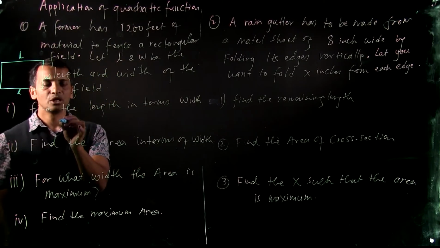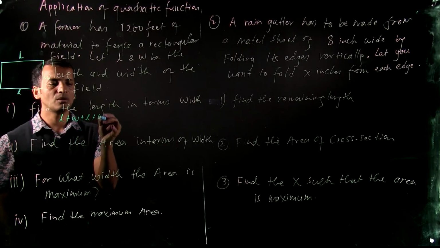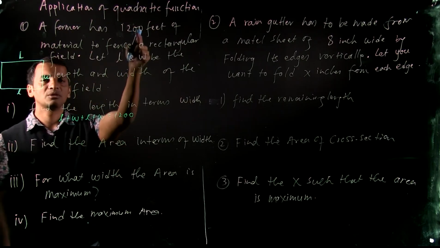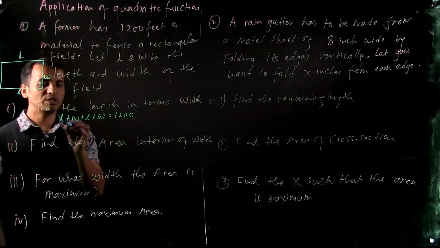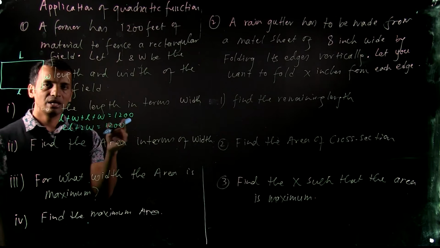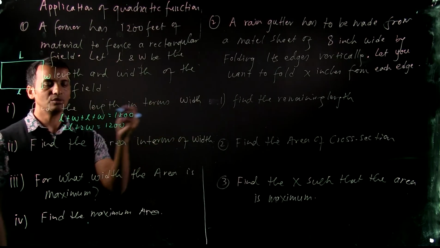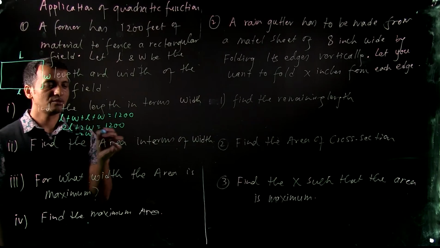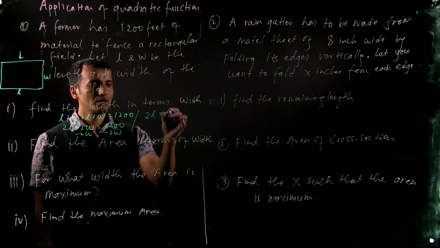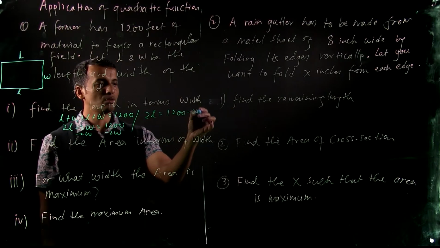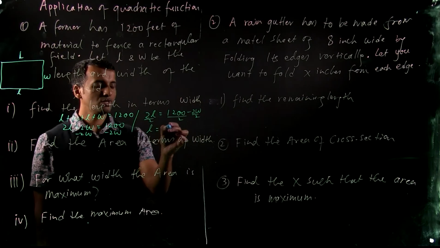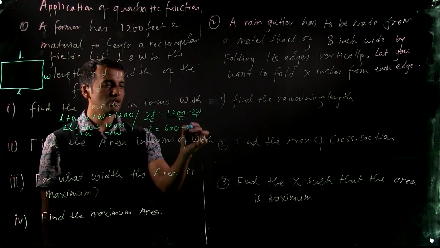From the given information, L plus W plus L plus W is 1200, because you want to fence all four sides with the 1200 feet of material. So 2L plus 2W equals 1200. You want to write L in terms of W, so subtract 2W. You get 2L equals 1200 minus 2W, divided by 2. You get L equals 600 minus W.